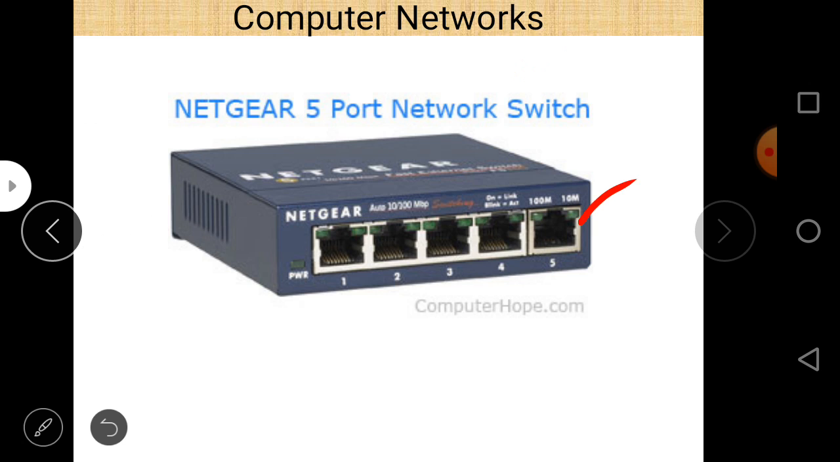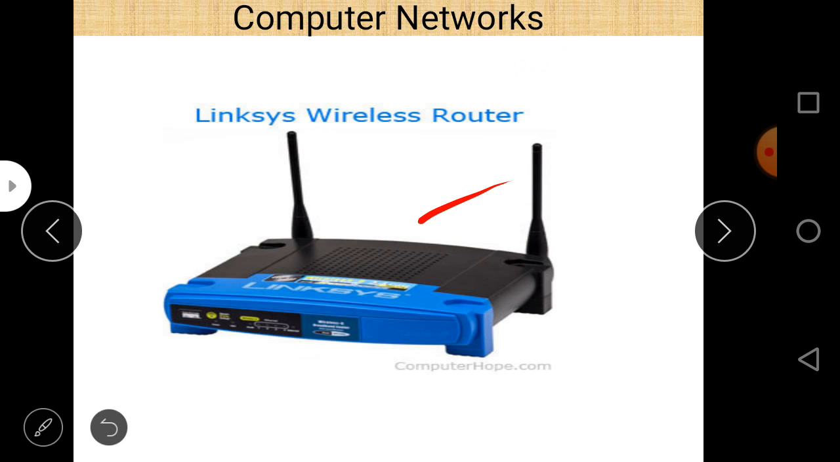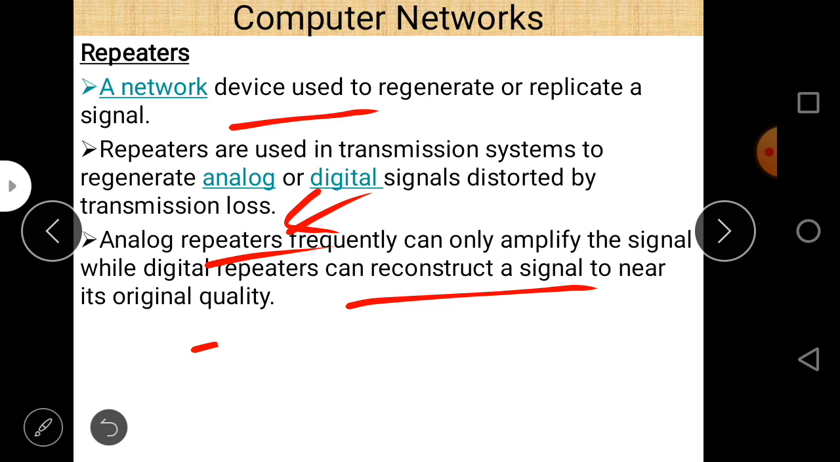Then router. It is a hardware or networking device designed to receive, analyze, and move incoming packets to another network. This is an example of a wireless router. Then repeaters, as the name suggests, repeat, amplify, and regenerate the data or signal, which may be in the form of analog or digital. Basically an analog repeater amplifies the signal, while a digital repeater can reconstruct a signal to near its original quality. So these are some networking devices.